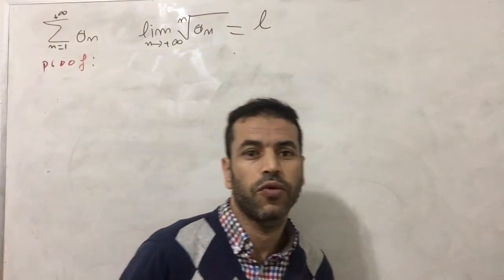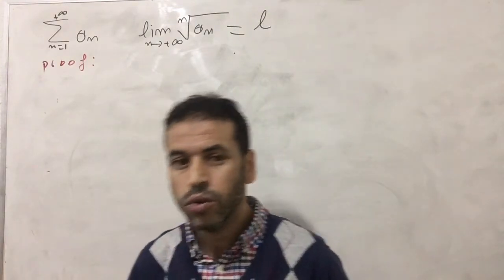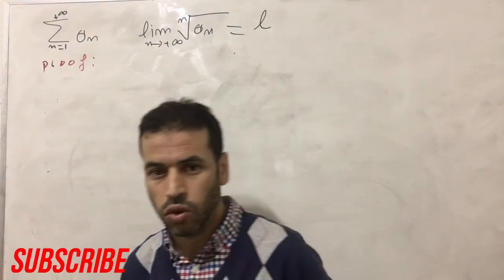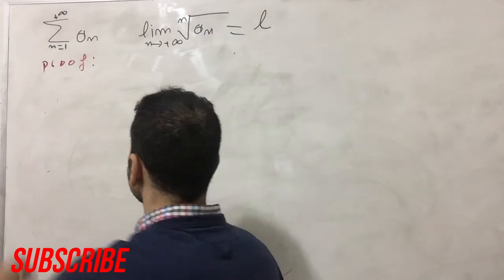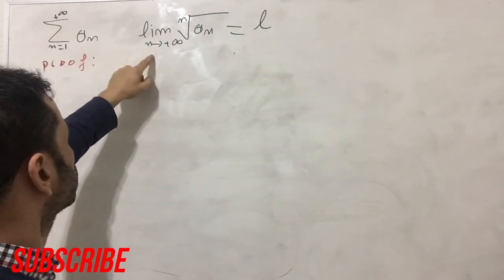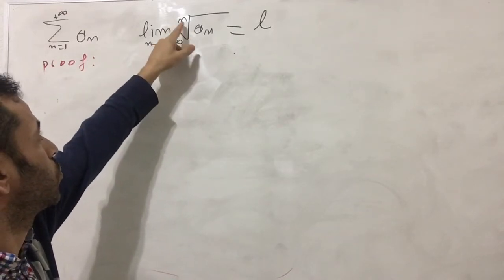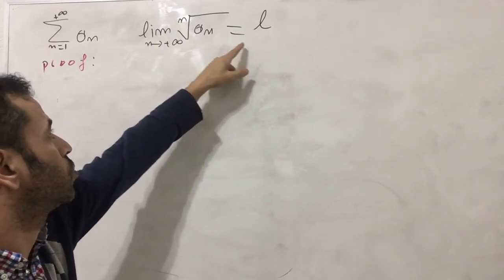Hi, here is a nice proof regarding convergence and divergence of the series. In today's video, we are going to see something called the root test. In order to determine whether this series is convergent or divergent, it is enough to calculate this limit, the nth root of a sub n, equal to L.